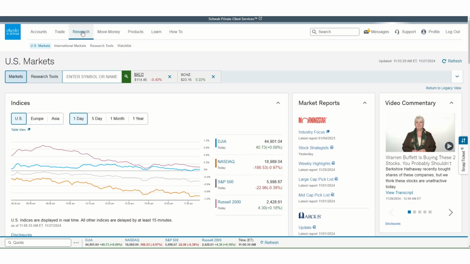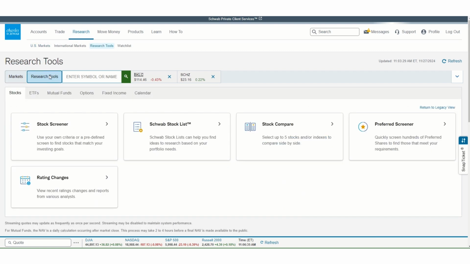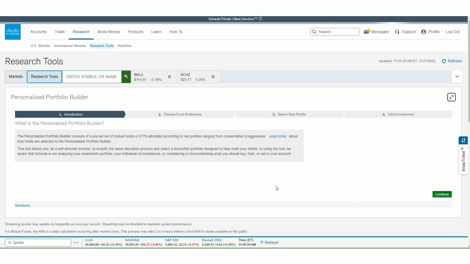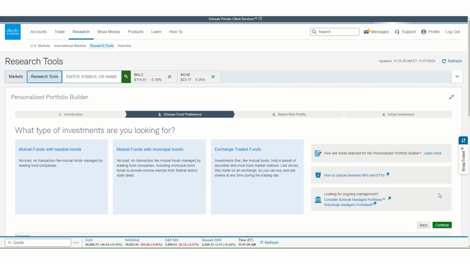The first step is we need to be logged into the Schwab site. And once we are logged in, we go Research, Research Tools, and Mutual Funds. And in the lower right, we can now see the Personalized Portfolio Builder. When we first arrive at the Personalized Portfolio Builder website, it's just telling us this is a tool that is designed to assist with the asset allocation process to build a diversified portfolio. From there, after we hit continue, we have three choices in front of us.